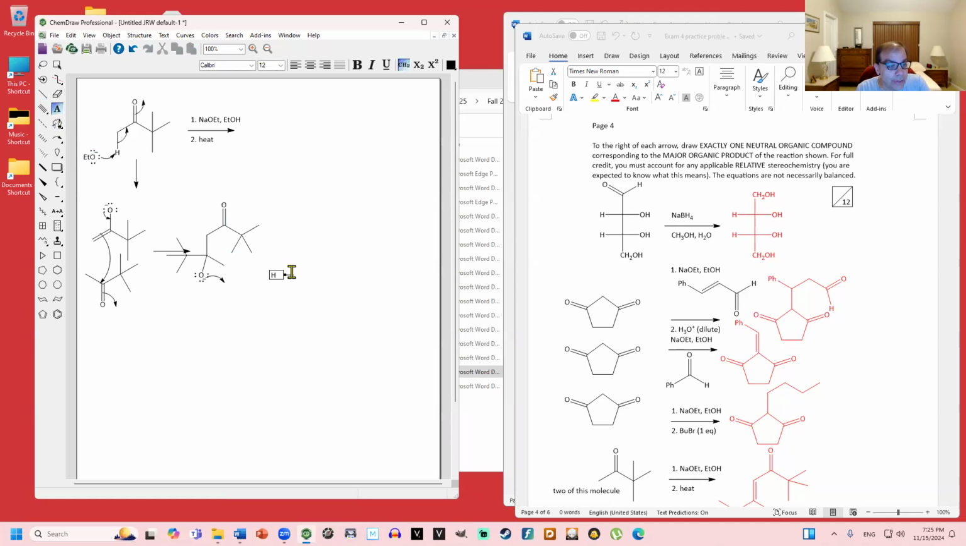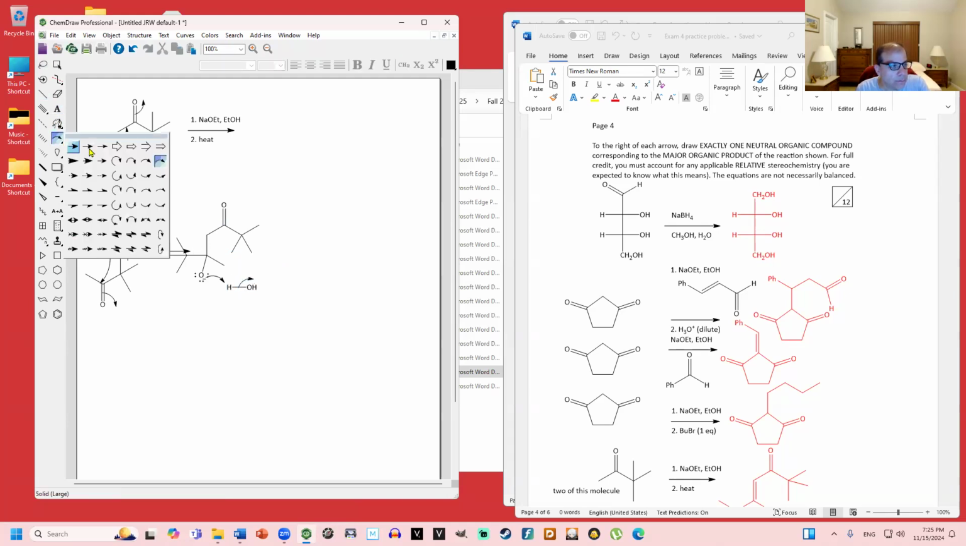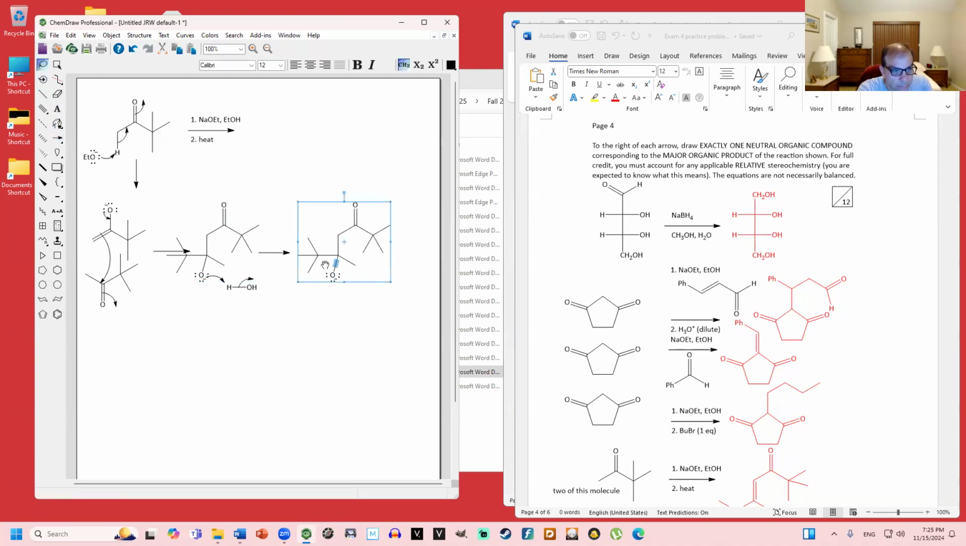Whatever the solvent is, could be water, could be methanol, could be ethanol. Probably 99.9% likely it's going to be one of those three. That will give that tertiary alcohol.